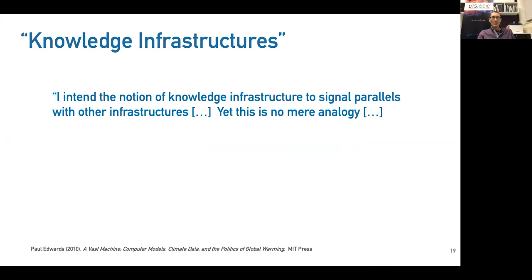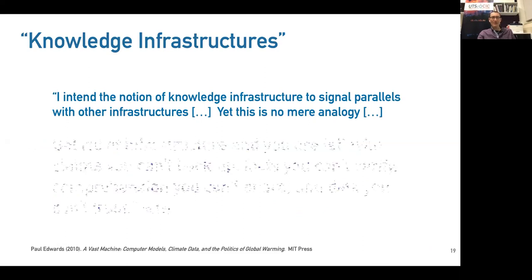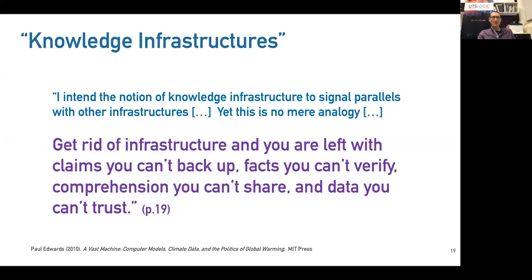And Paul Edwards says, well, I don't want to talk about knowledge infrastructure just as an analogy to the transport infrastructure or the energy infrastructure or the weather infrastructure. We need this infrastructure to do science. If you get rid of this infrastructure, you're left with claims you can't back up, facts you can't verify, comprehension you can't share because nobody knows who to listen to and trust, and data you can't trust.